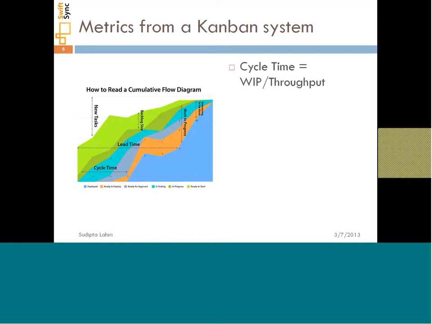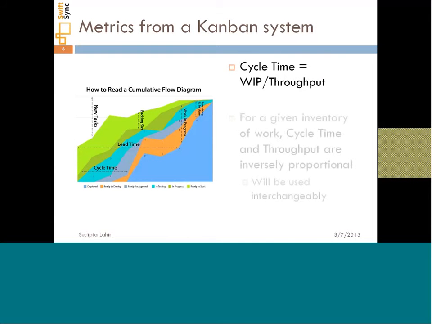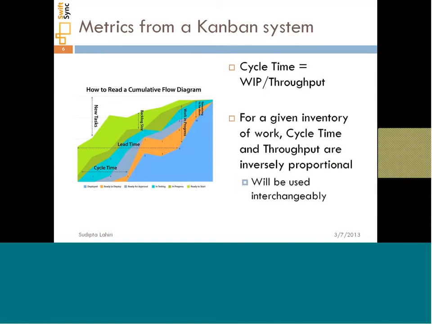By definition, if you just think about it, cycle time is the inventory divided by throughput. Throughput means the rate at which cards get finished. So if I have a certain inventory of work that needs to be done, the time taken to complete that inventory of work would be dependent upon the rate at which the work gets done. They're obviously inversely proportional, and therefore for the rest of this discussion we will use them fairly interchangeably as we go forward.